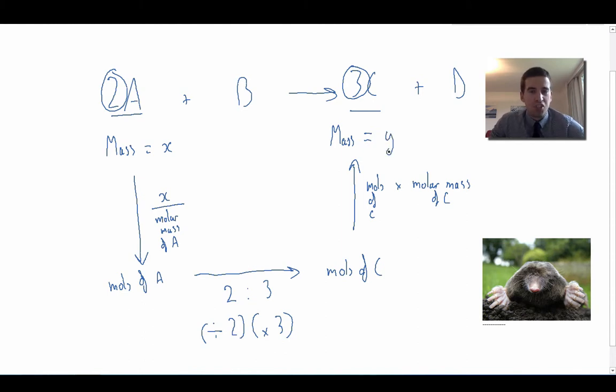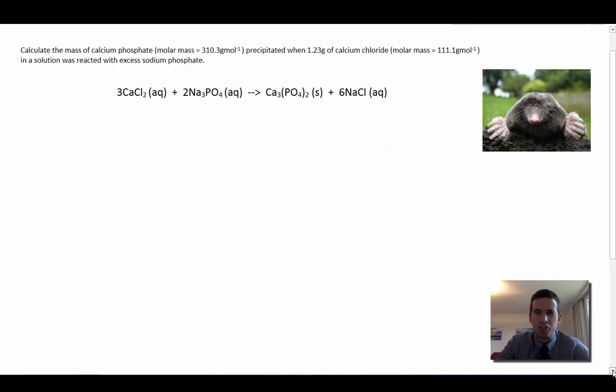So I've given you the general steps. I made it very general in the hope that you could just focus on what the steps are. But if this is all a little bit confusing, a little bit too much algebra, let's go through an actual example. So this is a question similar to what you might get in your AS level exam. Calculate the mass of calcium phosphate precipitated when 1.23 grams of calcium chloride in a solution was reacted with excess sodium phosphate. Now you may or may not have seen these chemicals before. It doesn't matter, okay? As long as you know the steps for going from mass to mass.